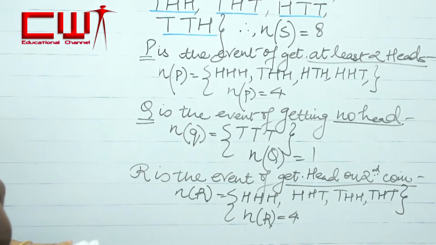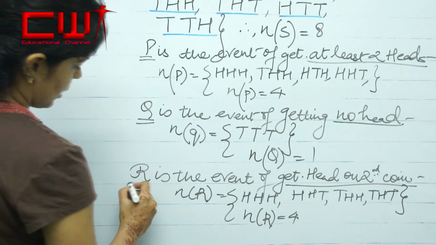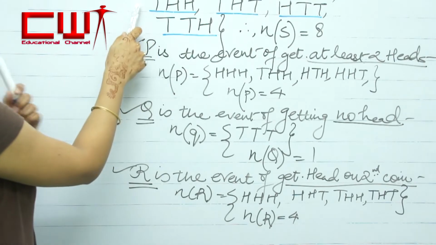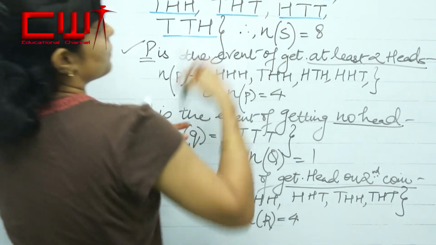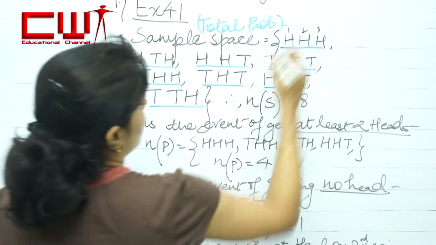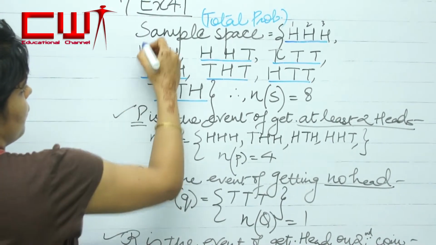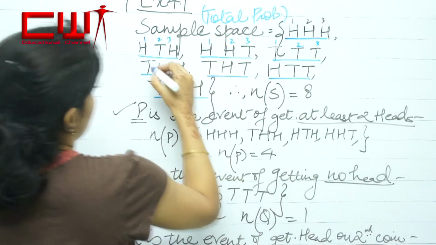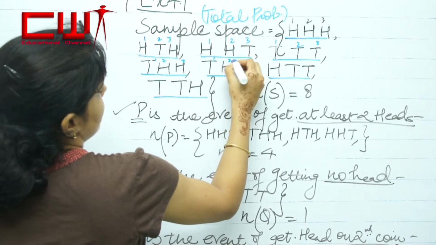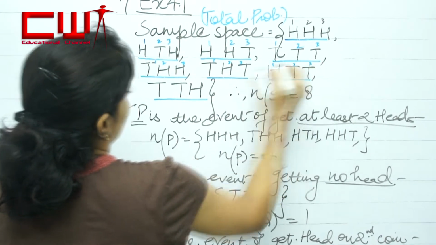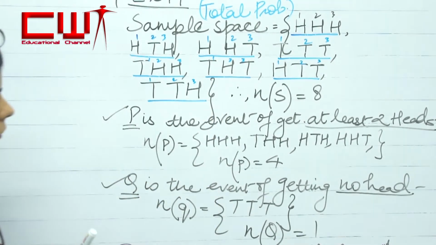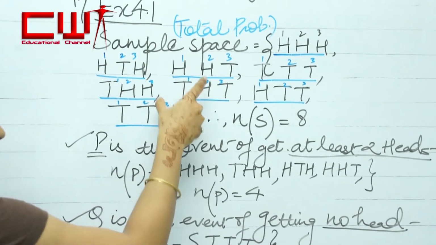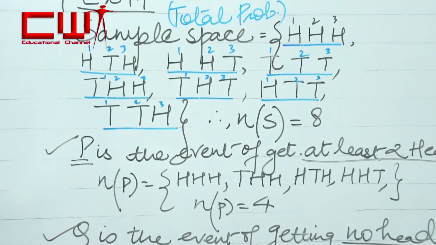So first, whenever they are asking anything, you have to find out the total situations. 3 coins are tossed. This is the first coin, second coin, third coin, and everywhere you have 3 coins. Now you find out the total situations. From this total, they will give you certain conditions which you have to fulfill.